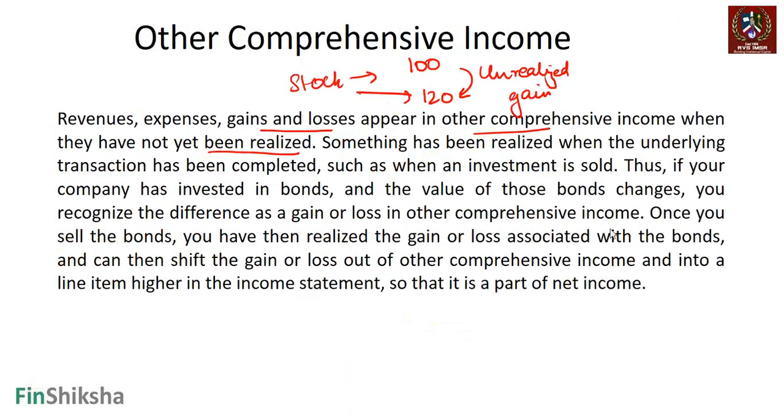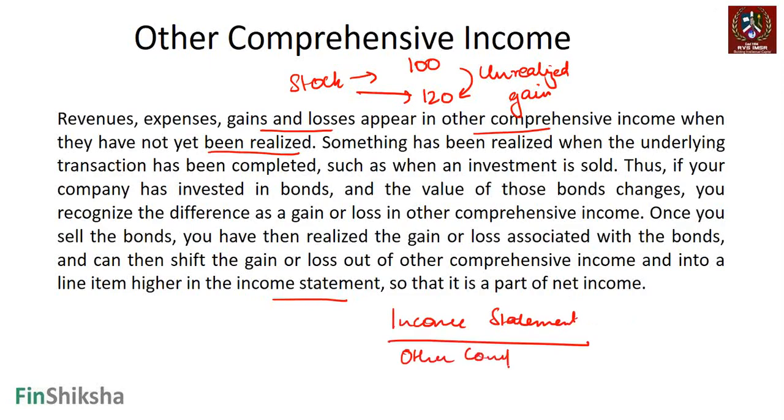Thus, if your company has invested in bonds and the value of those bonds has changed, you recognize the difference as gain or loss in other comprehensive income. Once you sell, you can then realize the gain or loss associated with the bonds and shift it from other comprehensive income to a line item higher in the income statement. So usually the way it works is you have an income statement, and under global practices, just below this, you will give what is called other comprehensive income, right?